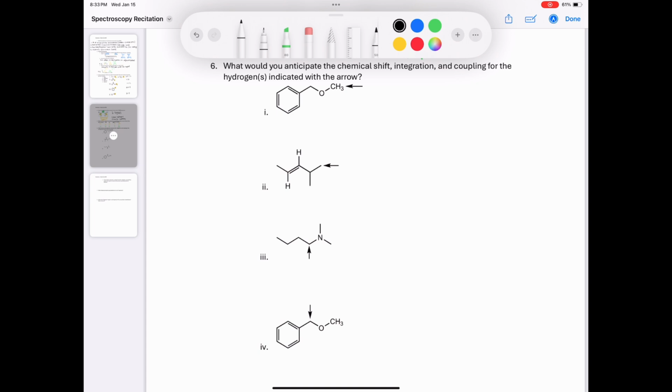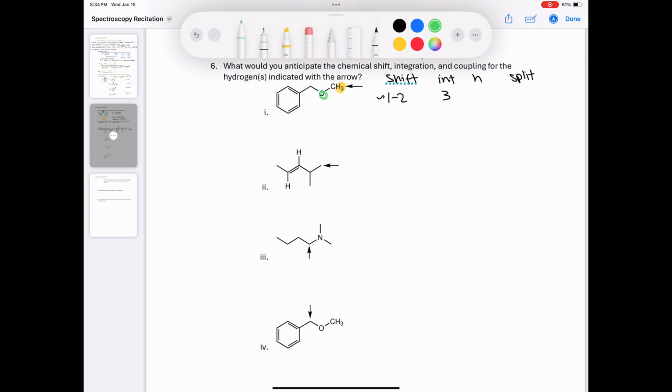Question 6 asks us to identify the chemical shift, the integration, and the coupling for the hydrogens that are indicated by the arrow. So I'm going to write those all down, and we're going to go one by one. Up first, we have these protons that are attached to a carbon, which is then attached to an oxygen. We know that the carbon-hydrogen bond is going to have a shift around 1 to 2. That oxygen might bump it up a little bit, but I'm still just going to write that it's about 1 to 2. And then integration is found by looking at the number of protons contained within the signal. In this case, there are 3 protons making up the signal, so the integration is 3.